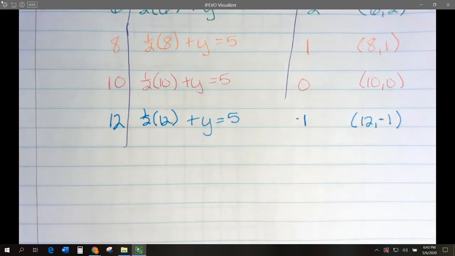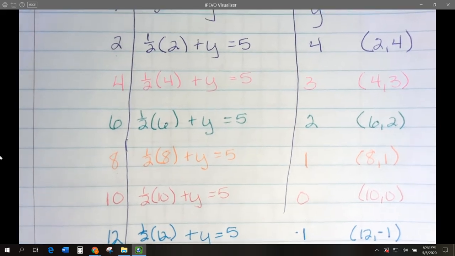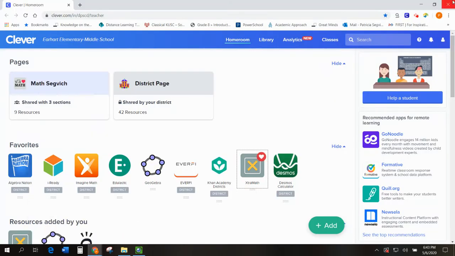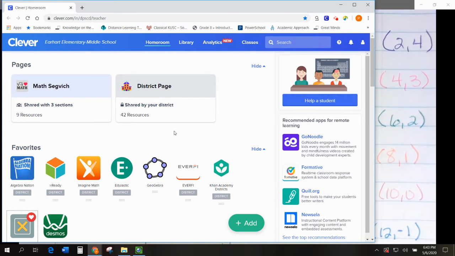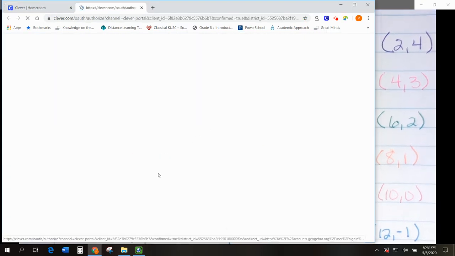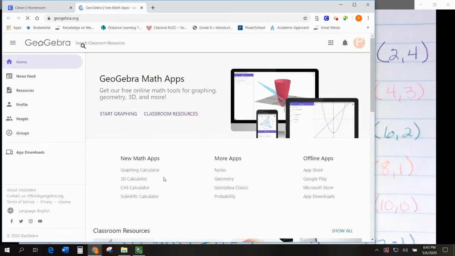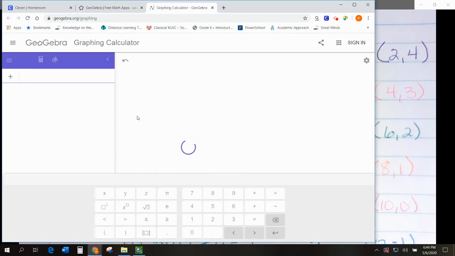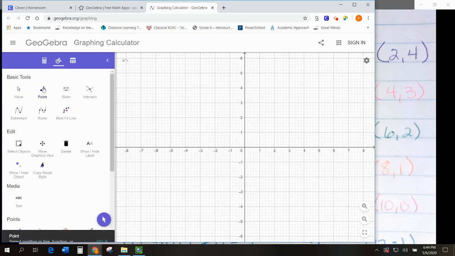Now we're going to have to graph these coordinate points. So I'm going to go over to Clever. Let me shrink this up a bit. I'm going to open up our GeoGebra, and I'm going to start graphing. Pick the two shapes, and I'm going to graph points.